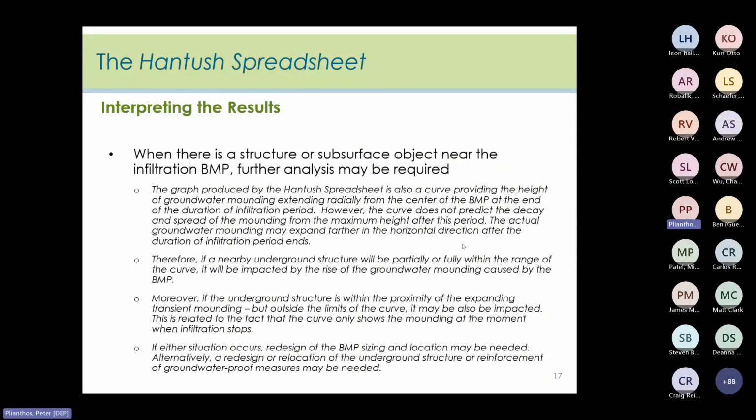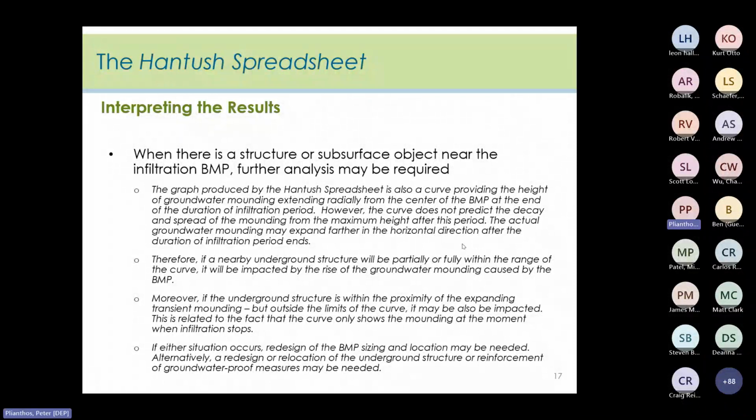There are some limitations associated with how the hand-touch spreadsheet operates. The graph produced by the spreadsheet is comparable to a snapshot in time of the mounding that occurs at the end of the duration of infiltration period. Since it's a snapshot, it does not depict what happens over time, as the mounding height decays and spreads out.